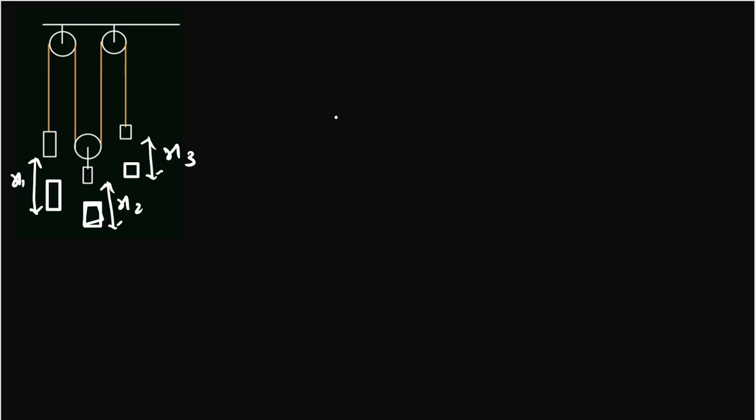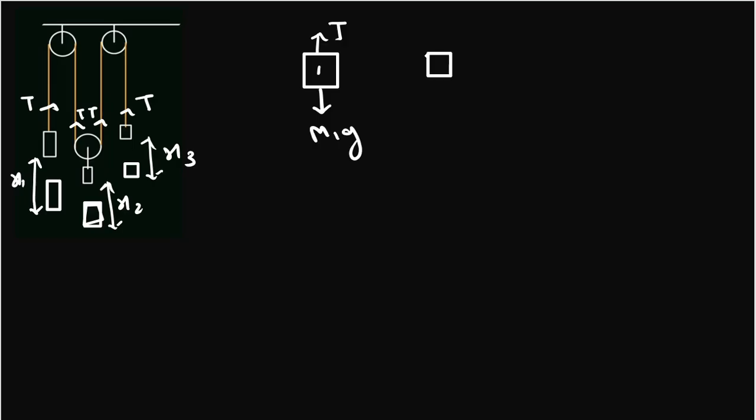Now if we make the free body diagram for all three blocks, first block: the upward force acting is tension T. We all know tension always acts away from the object, so tension will be away from all three blocks, and the downward force will be M1G. Similarly for the second block, the downward force will be M2G and the upward force will be 2 into T. Here both tensions are acting upward on the second block, so the total tension acting on it is 2T.